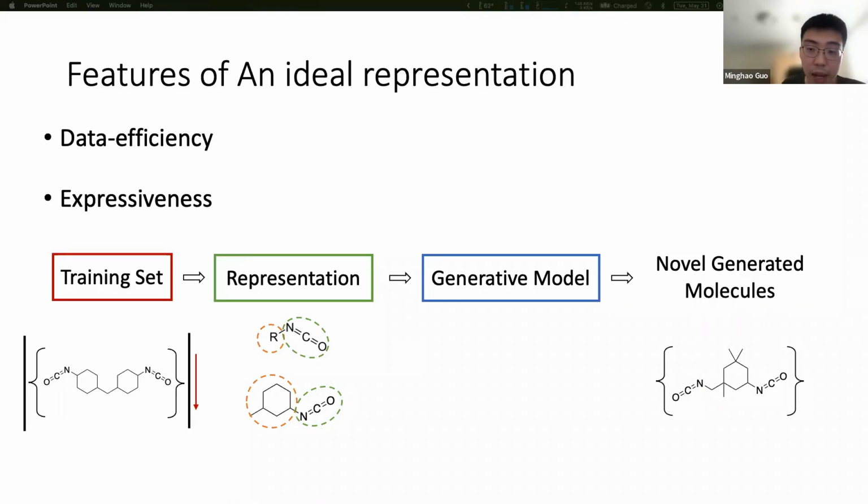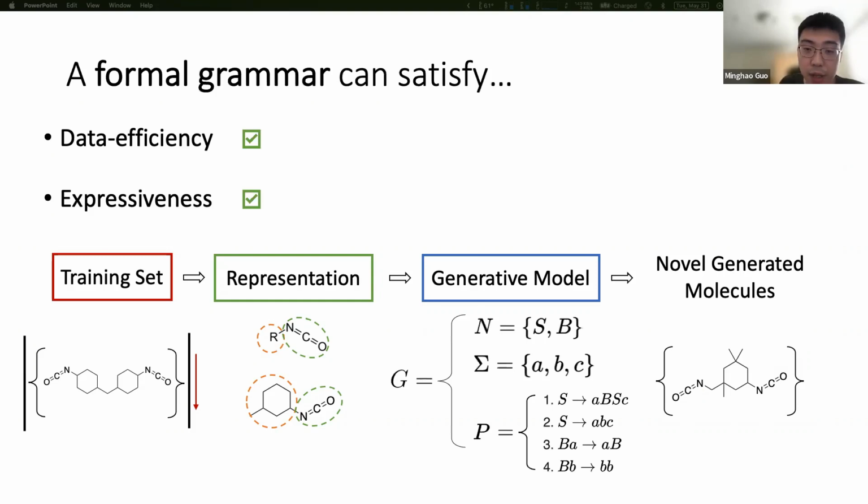And an ideal representation should have the following properties. First, it should be data efficient, meaning that it can cover the vast chemical space with a limited number of training samples provided, and second, it should be expressive and can integrate the necessary chemical knowledge and constraints. Fortunately, people in the field of formal grammar or formal language have already developed a representation called formal grammar that can satisfy these two constraints.